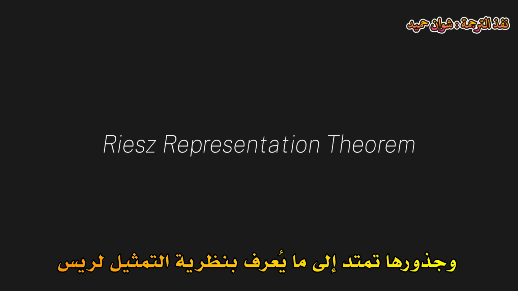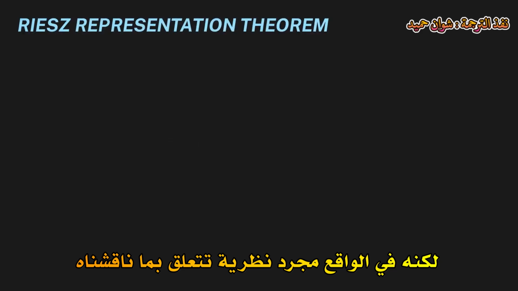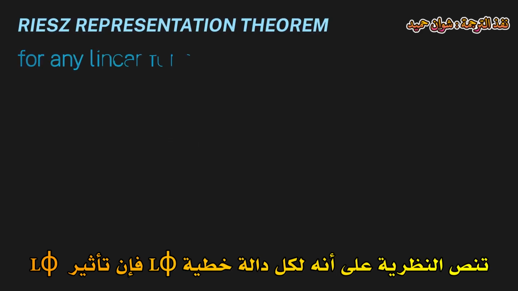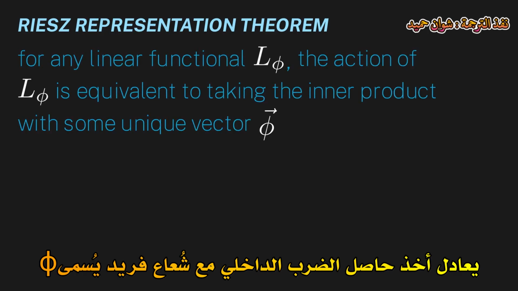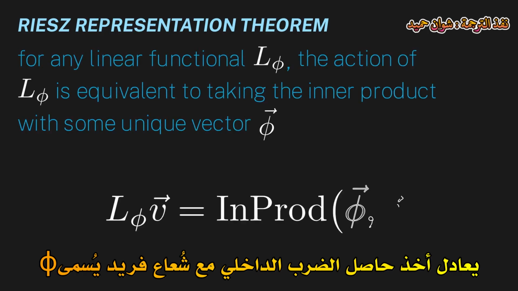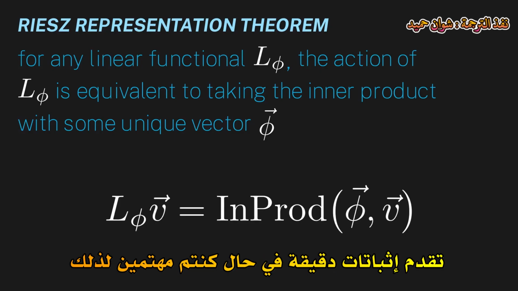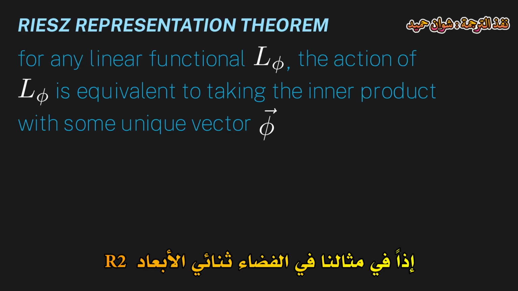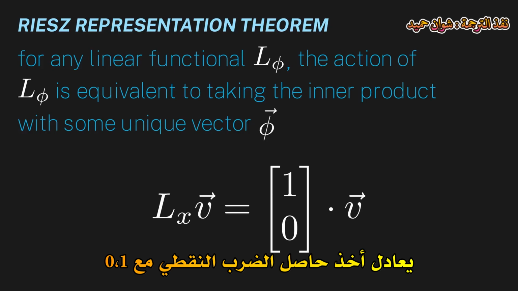This is actually a very deep and general mathematical fact, rooted within something called the Riesz representation theorem. This sounds kind of daunting, but it's just a theorem about what we discussed. The theorem states that for any linear functional L phi, the action of L phi is equivalent to taking the inner product with some unique vector phi. I won't prove the theorem here, but there are a slew of internet sources that have given rigorous proofs if you're interested. So, in our R2 example, this unique vector was (1, 0), and acting with the LX operator was equivalent to taking the dot product with (1, 0).